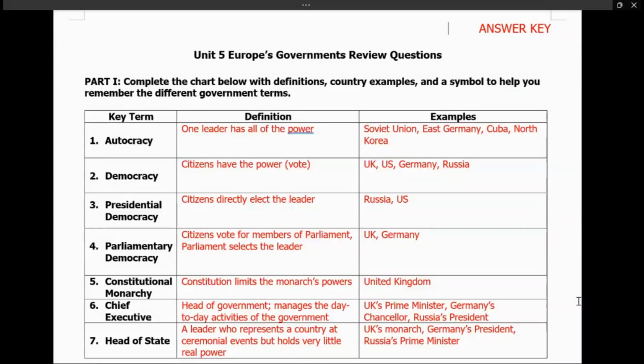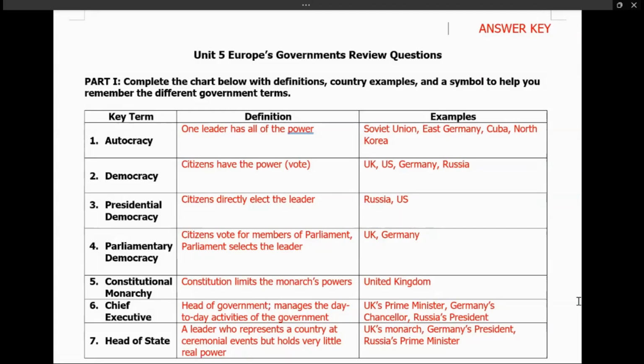Third, we have presidential democracy. Presidential democracy is when citizens directly elect the leader. We can also say citizens directly elect the chief executive, because we're going to talk about those words in number six. But guys, presidential democracy is when citizens directly elect the leader of the country, the president of the country, the top of the top. When citizens can vote for the leader, you're in a presidential democracy. As an example, we have Russia. In the European countries that we study, Russia is the only presidential democracy.